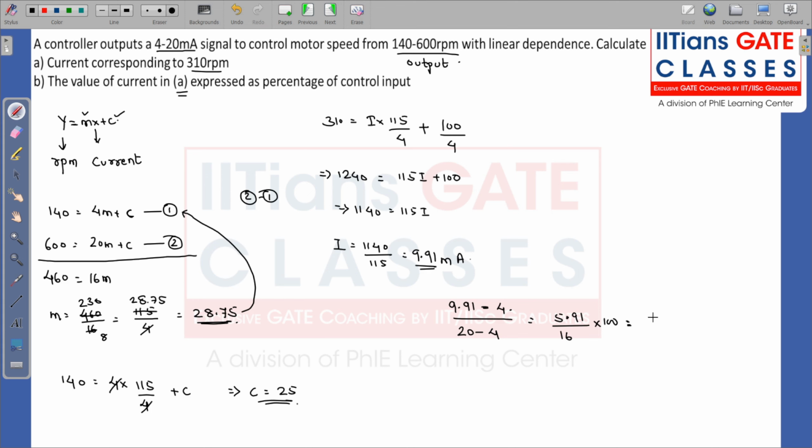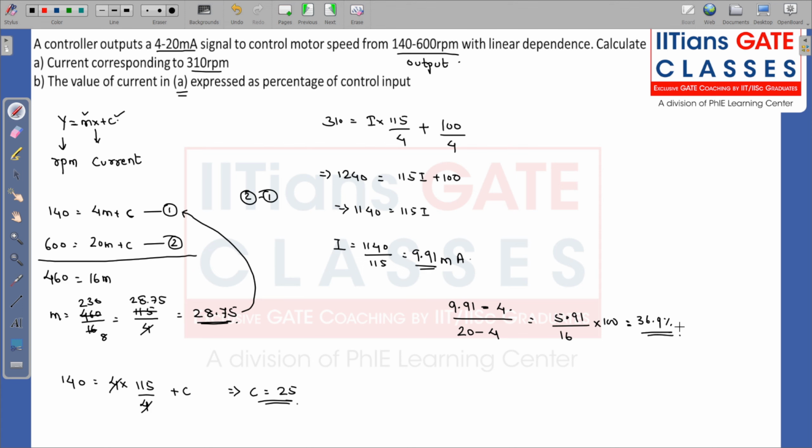So what value will we get for this one? Let me calculate. 5.91 divided by 16. So this we are getting as 36.9%.